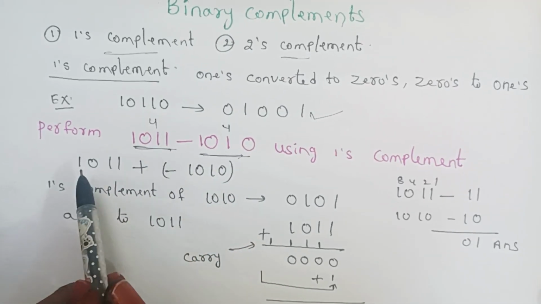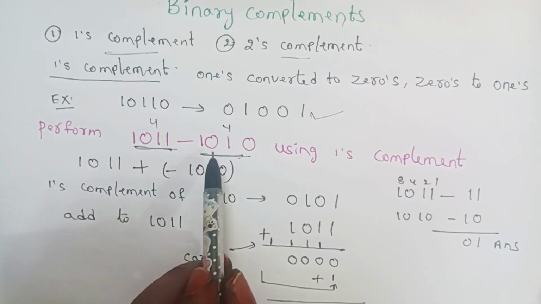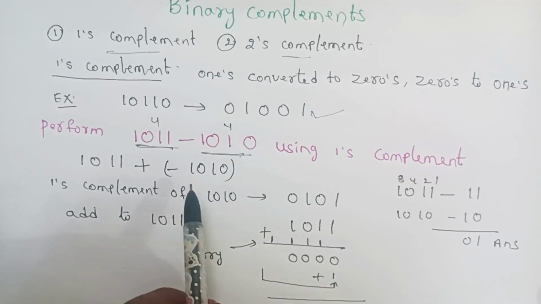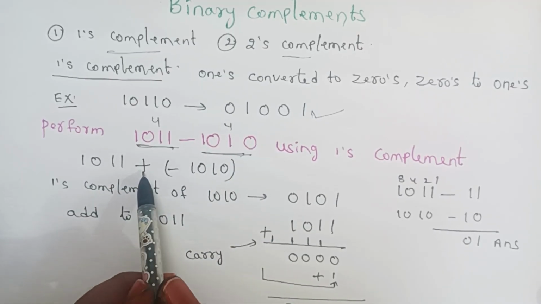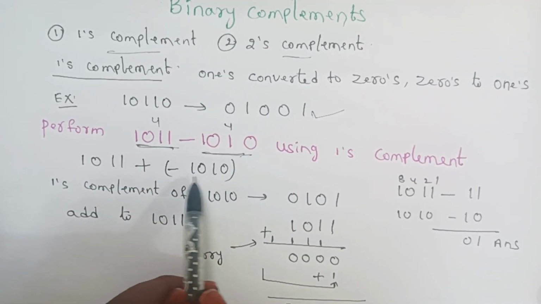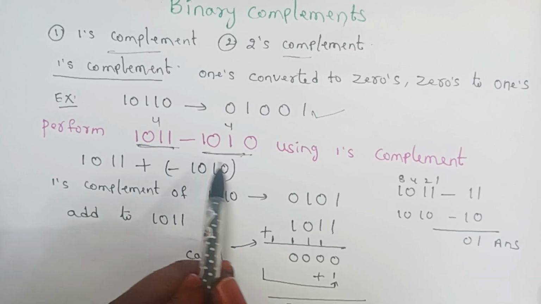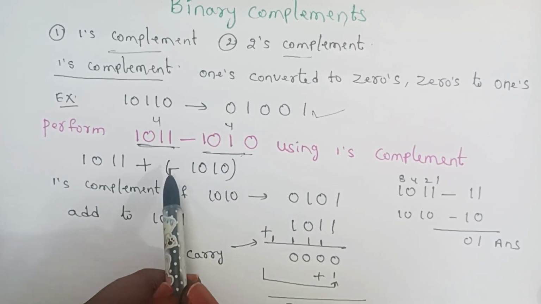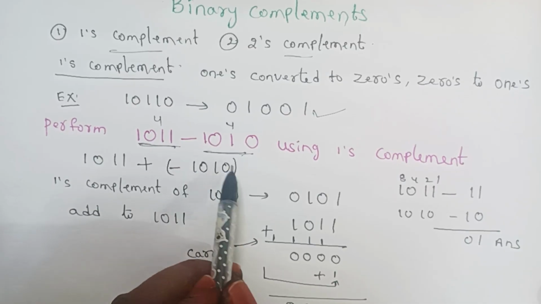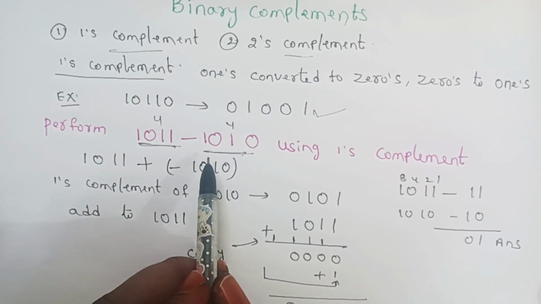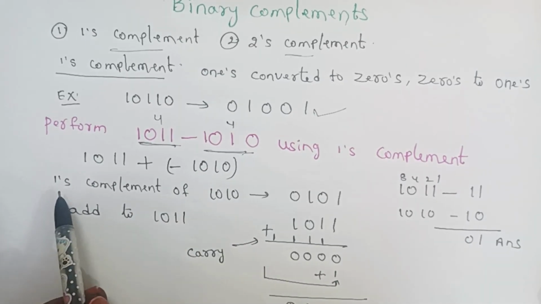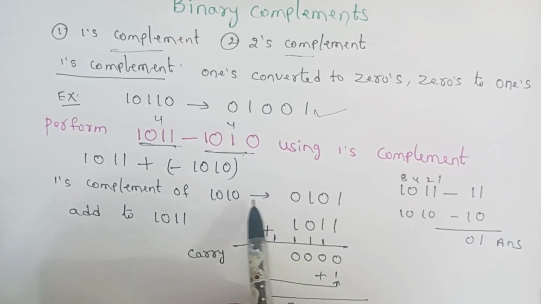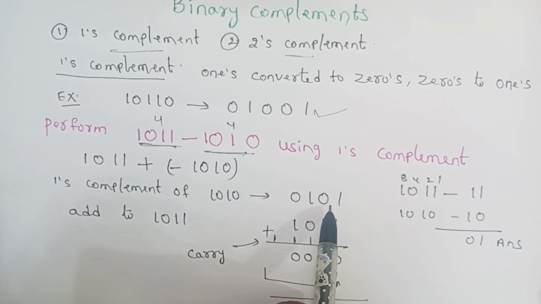Now write this as 1 0 1 1 plus of minus 1 0 1 0. I am going to write the negative number like this, since we are performing an addition operation and representing a negative number. For the negative number, we find the complement. The 1's complement of 1 0 1 0 is 0 1 0 1.